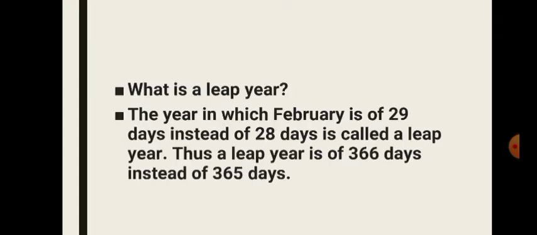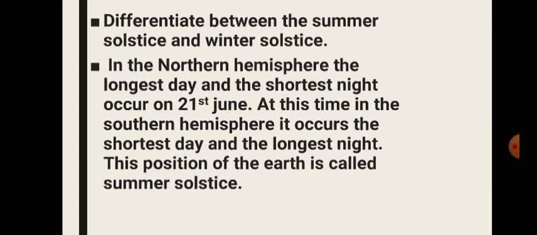What is a leap year? The year in which February is of 29 days instead of 28 days is called a leap year. In a leap year, February will be having 29 days. Thus a leap year is of 366 days instead of 365 days.